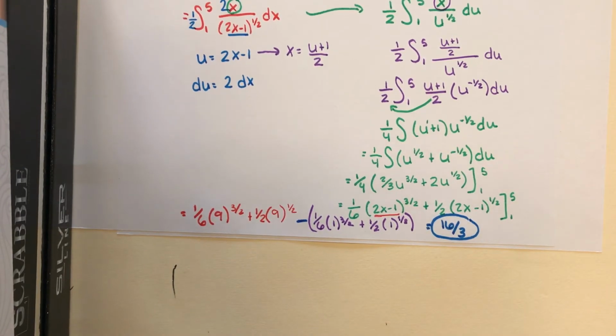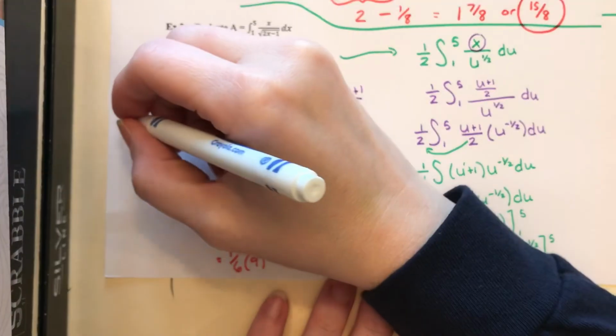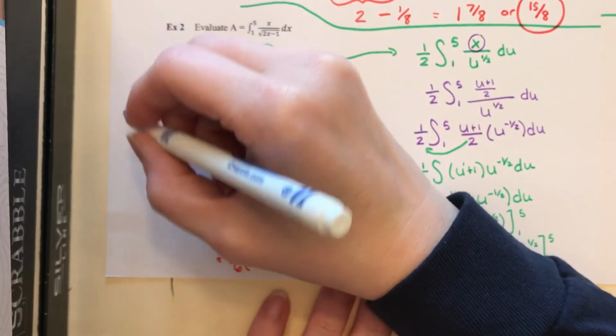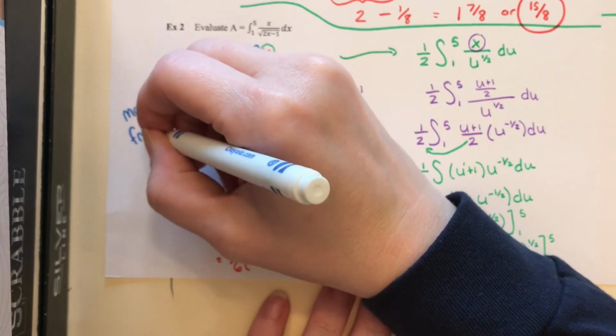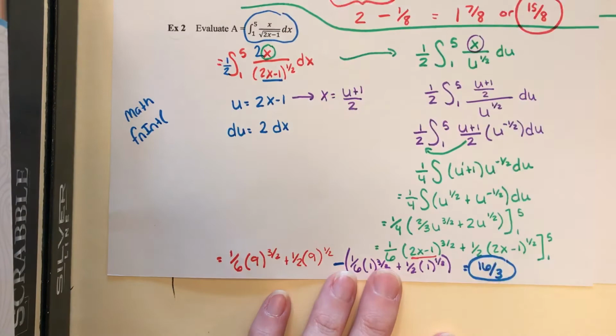Now remember, anytime you want to check your final answer on your calculator, if you have a TI-84, you're going to go to Math and then Function Integral. And you just type the original problem in exactly how you see it.